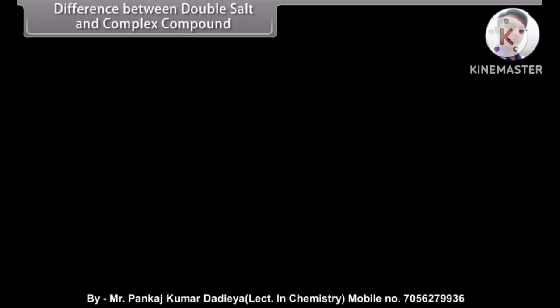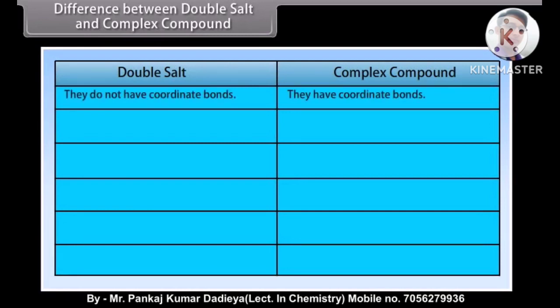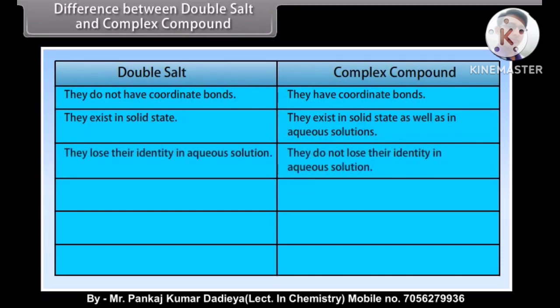Difference between double salt and complex compound. Let's make some important differences between double salt and complex compound. Double salts do not have coordinate bonds, whereas complex compounds have coordinate bonds. Double salts exist in the solid state, whereas complex compounds exist in the solid state as well as in aqueous solutions. Double salts lose their identity in aqueous solution, whereas complex compounds do not lose their identity in aqueous solution.